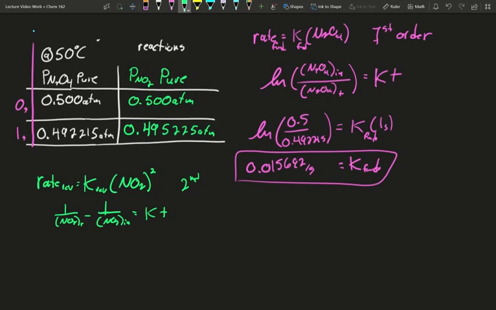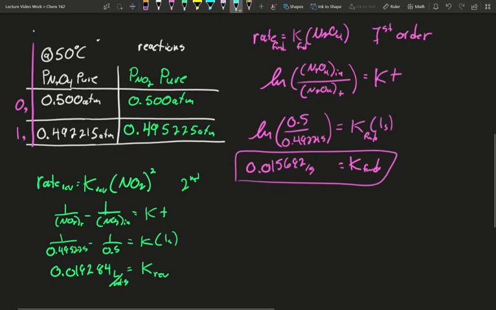Well, I have my starting pressure. I have my pressure at time. So 1 divided by 0.495225 minus 1 divided by 0.5 must equal K times the 1 second time difference. We can solve for that K. In this case, we'll find that 0.019284 is our K. So we've got our K reverse and our K forward. Well, if we want to solve our K of equilibrium, that's going to be equal to our K forward divided by our K reverse.